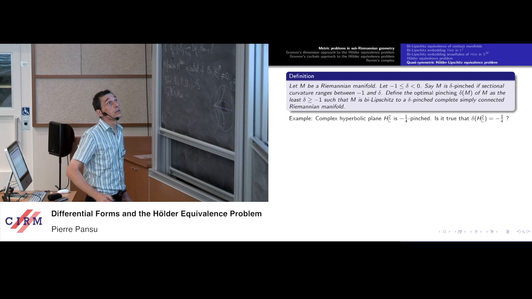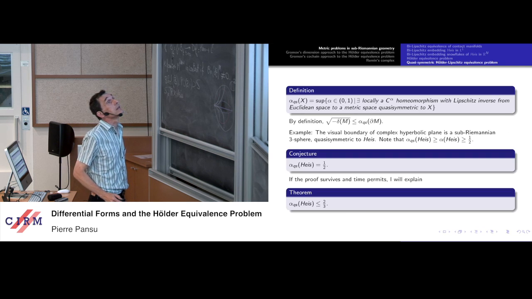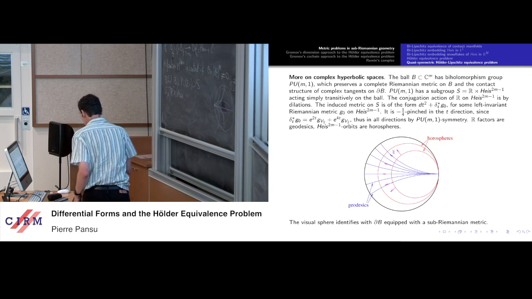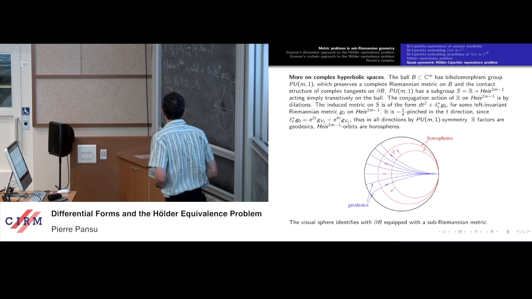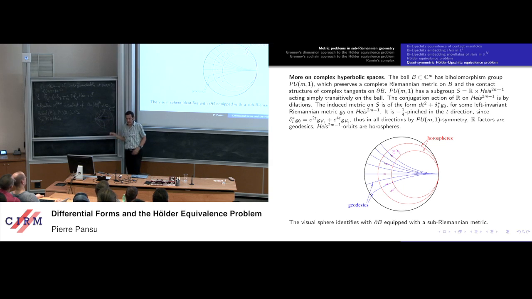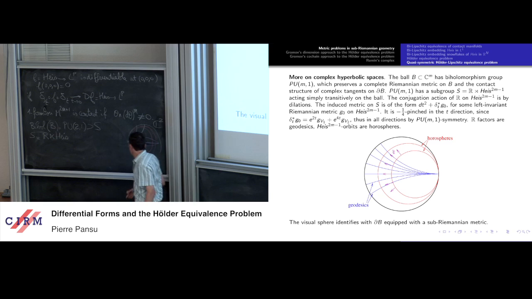And so I think I have a picture here, right? And they're known as horospheres. And different orbits are equidistant, whereas the R factor acts by translation along one of these geodesics.